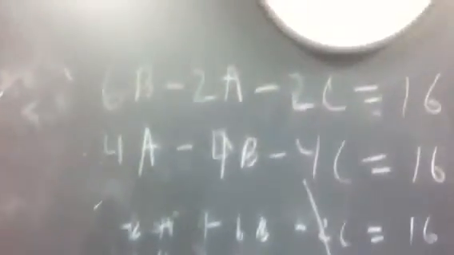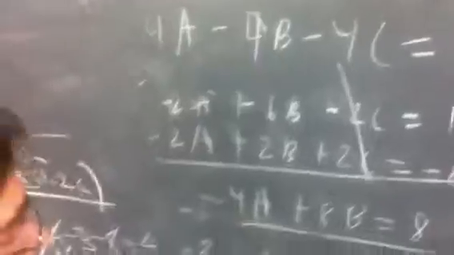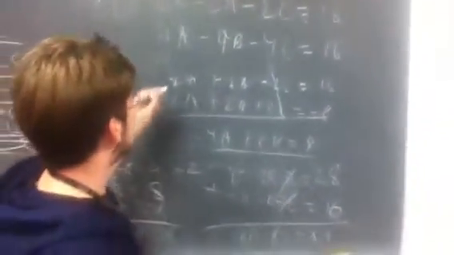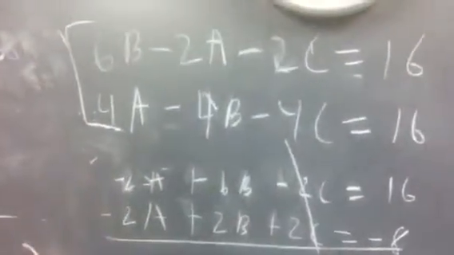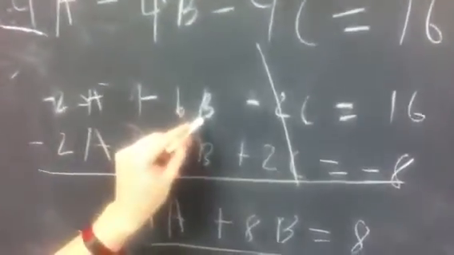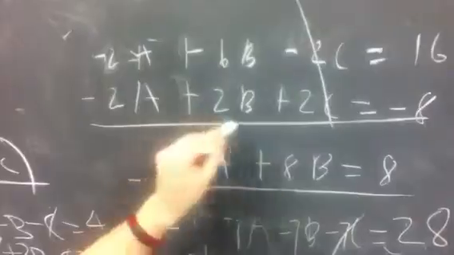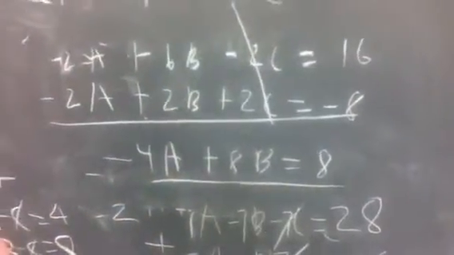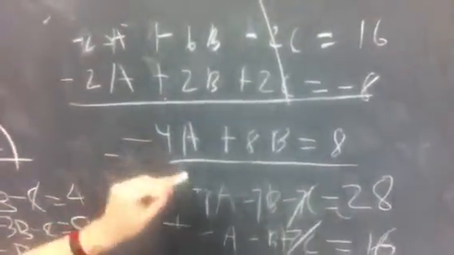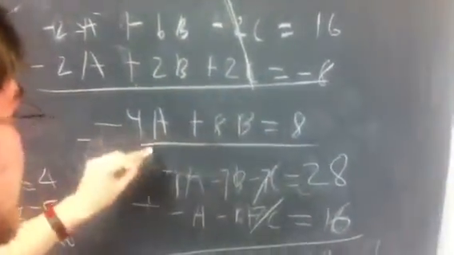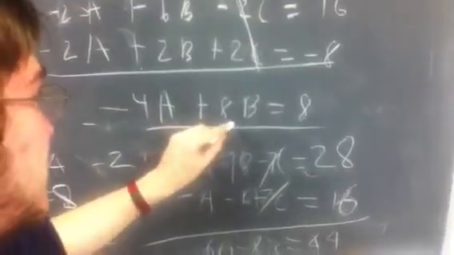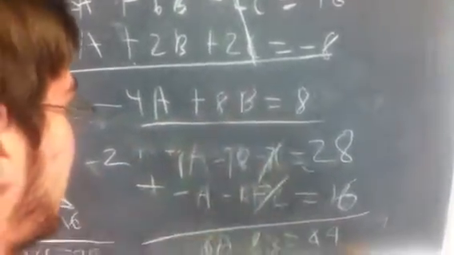So then you have your three equations, and you're using process of elimination to narrow them down to figure out each of them. I have the first two equations: minus 2a plus 6b minus 2c equals 16, and minus 2a plus 2b plus 2c equals negative 8. Use process of elimination to get rid of the c's. Minus 4a plus 8b equals 8.